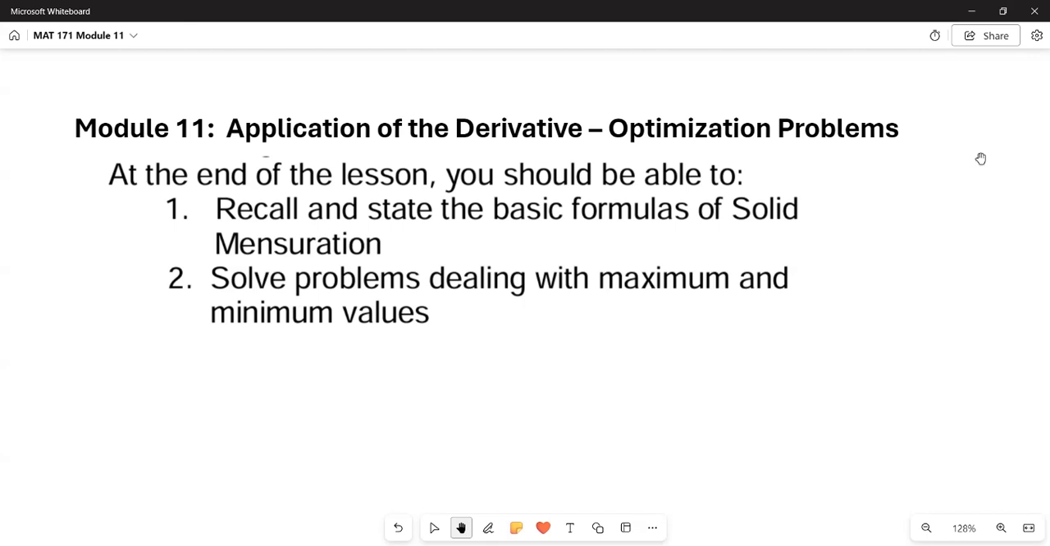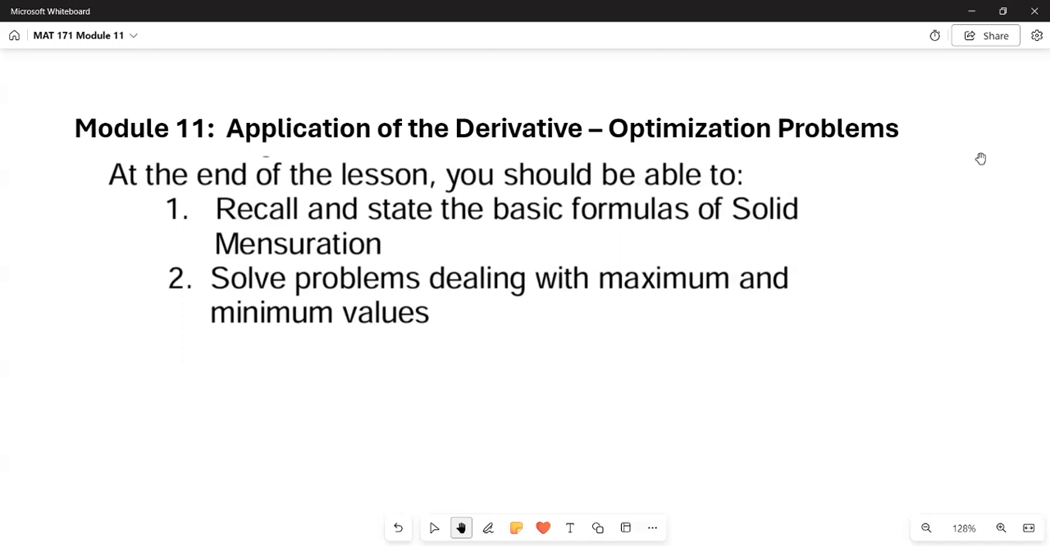So for today, ang i-discuss natin is Module 11 or the application of the derivative. So actually, ito yung first topic natin. We're in application ng derivative or differentiation, which is optimization problem. So here, yung mga napag-aralan natin from previous module, both Calculus and MMW is i-apply natin dito.